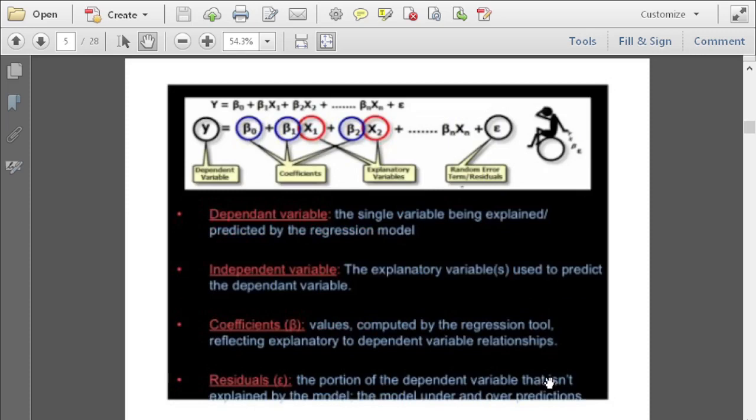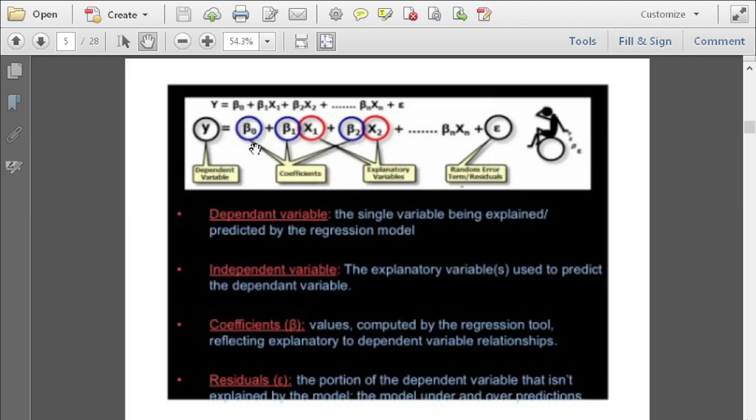And when talking about regression analysis, there will be two types of variables. This is the model that you can create when talking about regression analysis. First, the dependent variable, that is the y. It is a single variable being explained and predicted by the regression model. And then the independent variable, this one, x. This is also called the explanatory variable, used to predict the dependent variable.